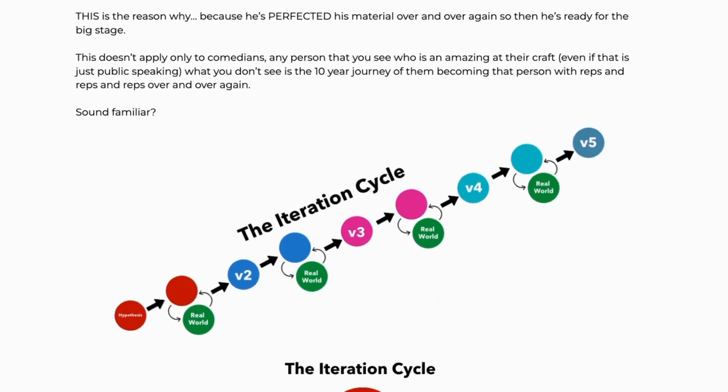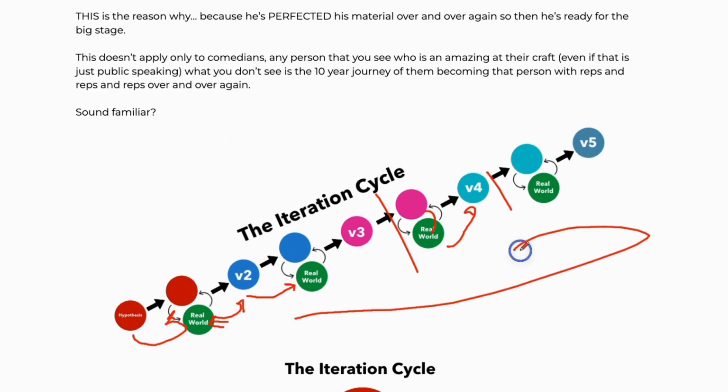This might sound familiar, but it is exactly the same as the iteration cycle we talked about before. You have a hypothesis, and he takes that hypothesis to the local comedy club and gets real world data. That becomes version 2. He takes version 2 back to the local comedy club, and does that over and over again until he feels it's ready for the small theater. Then he exposes it to the real world again, and he gets version 4 from there. Then he'll go to the arena, then the Netflix special. And that's what it is.